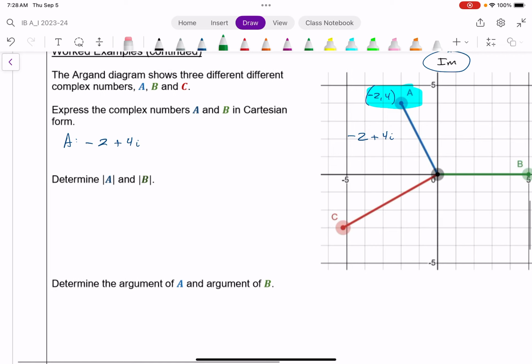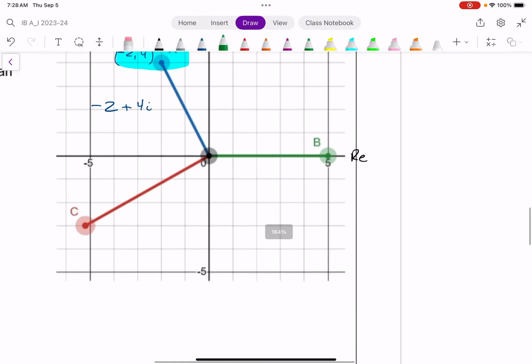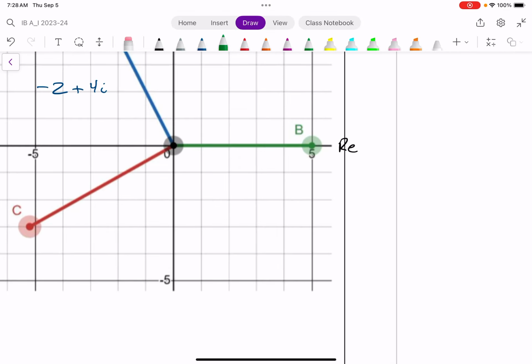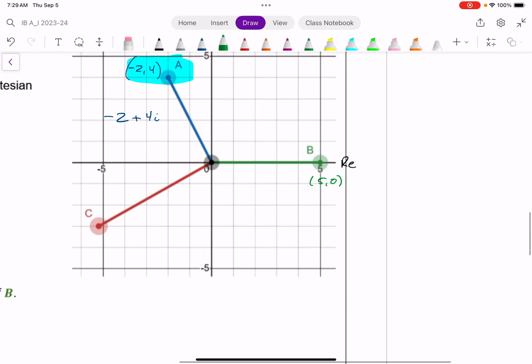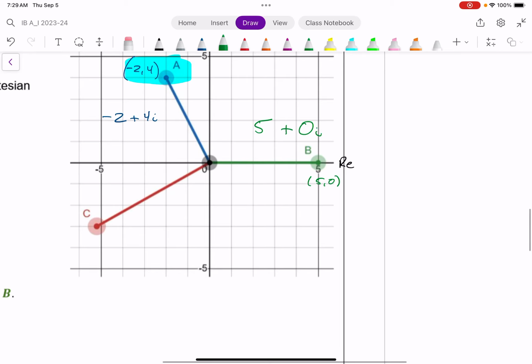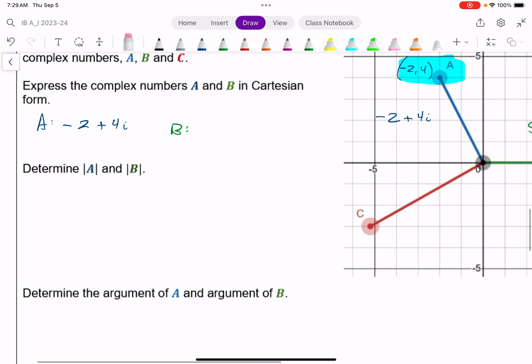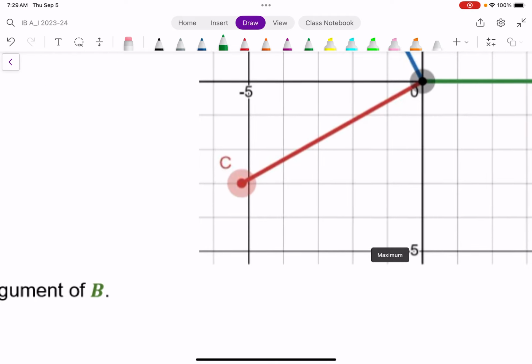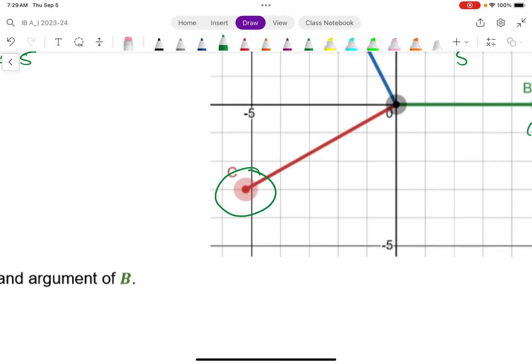Whereas B, notice, is entirely on the x-axis, or I really should say the real axis. While this has coordinates of 5, 0, that means this number represents 5 as a real number, plus no imaginary part. So really, just 5. So this is the number 5. All right, C we'll get to in a bit. Notice the location of point C is such that x and y are not whole values, so we'll get to that later.